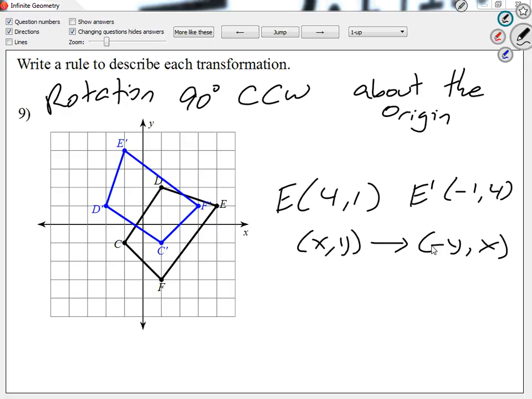Rotation 90 degrees counterclockwise. Like I said, if you can see it, 9 through 16 are very visual. If you can see it, just write it. If you cannot, then follow a point. Right. Any questions up until 16? Yeah. One more? Alright, let's take a look at number 10.